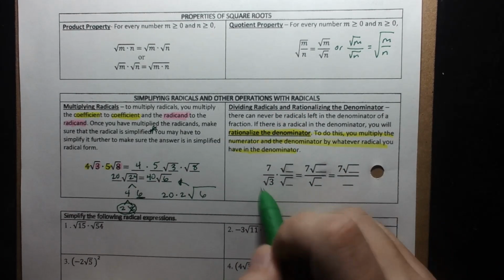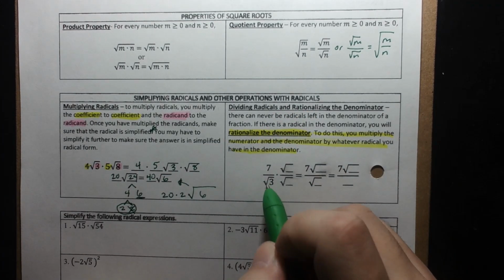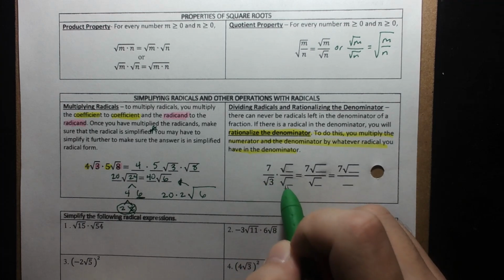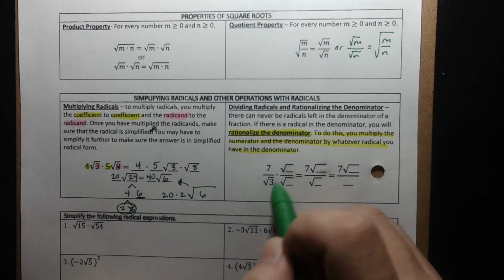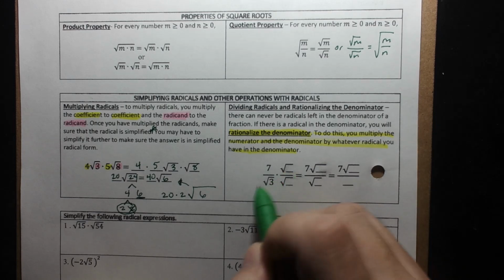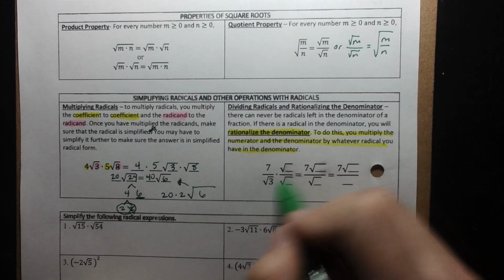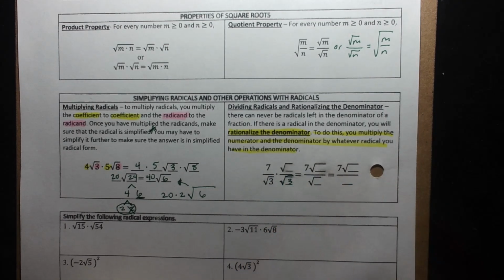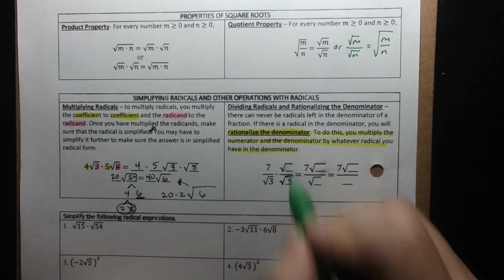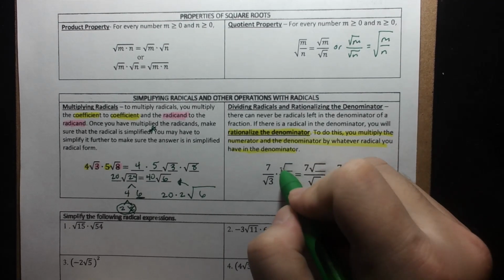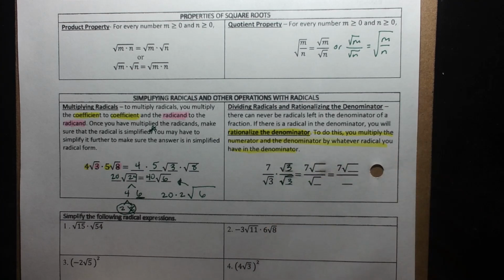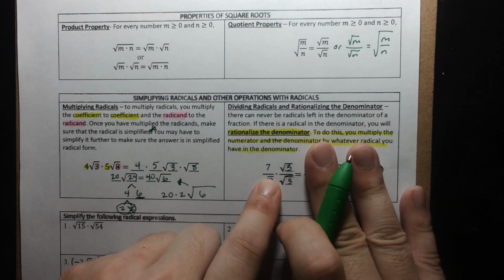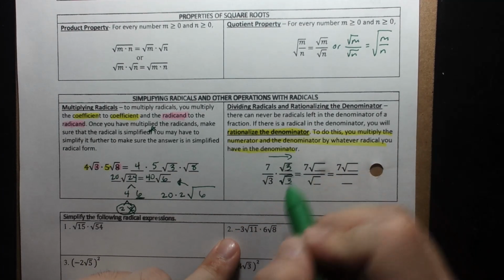So I have that square root of 3, right? So what you need to do is multiply the bottom and the top by whatever appears in the denominator. So I have the square root of 3, so I'm going to multiply the bottom by the square root of 3, and whatever I do down below I have to do up top as well. So I'm going to multiply the top by the square root of 3.